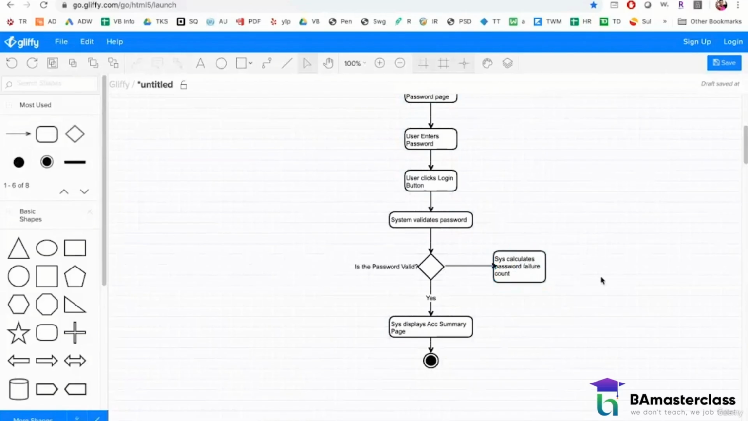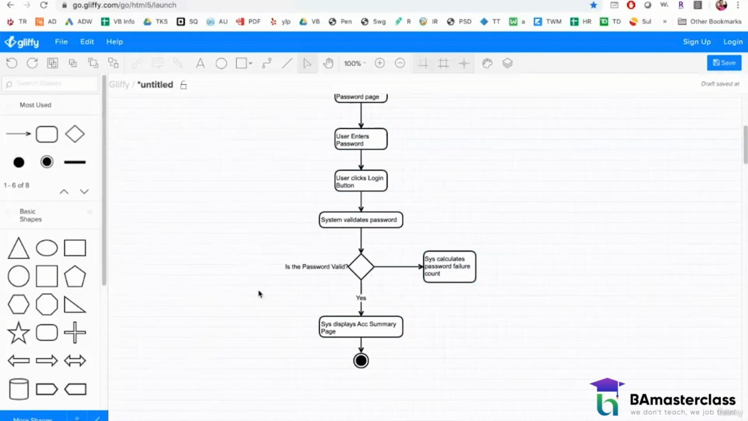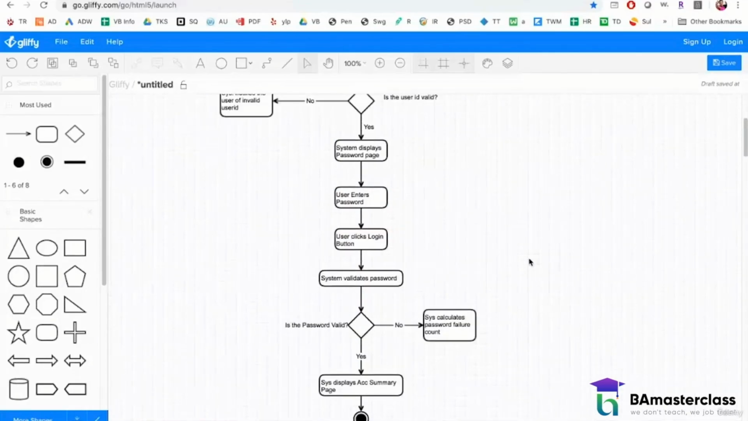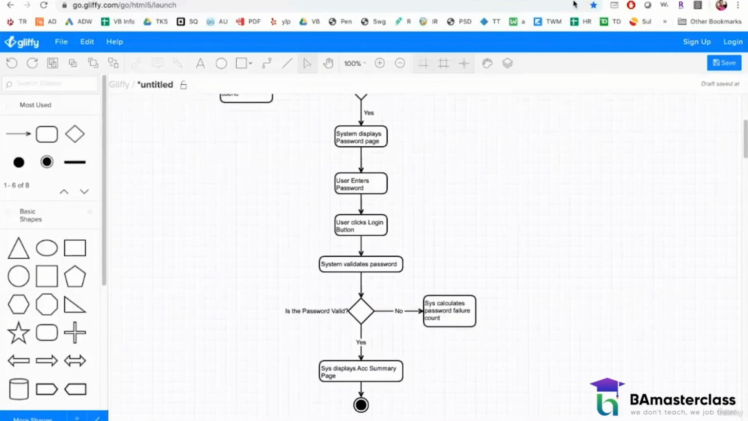All right. What next? If the attempt is less than 3, then what happens? What comes after here? What do I write next? That's what I'm asking. Nope. System calculates the password failure count. What happens after calculating password failure count? You're missing something.